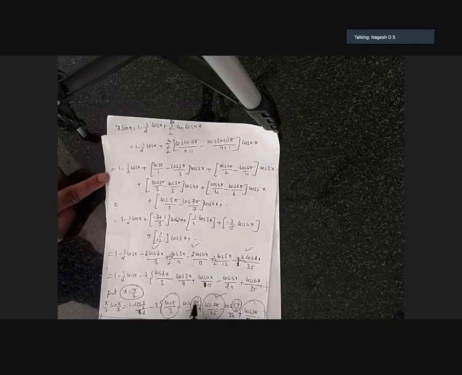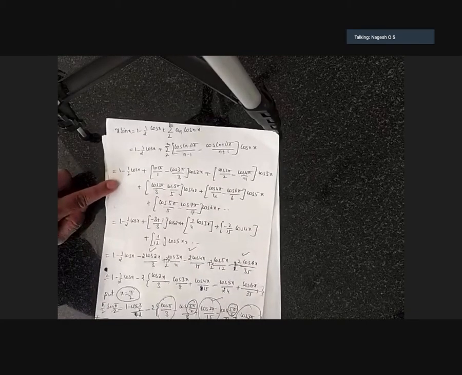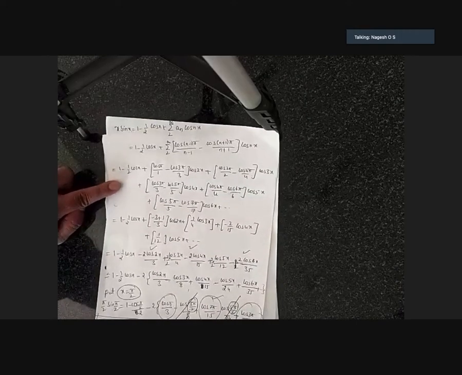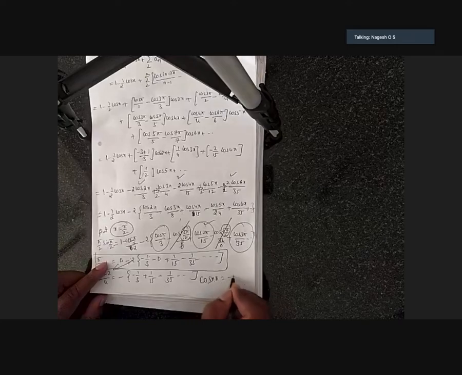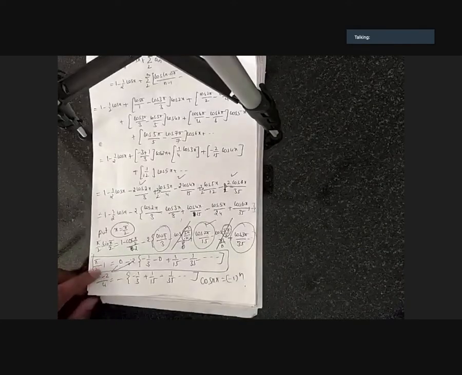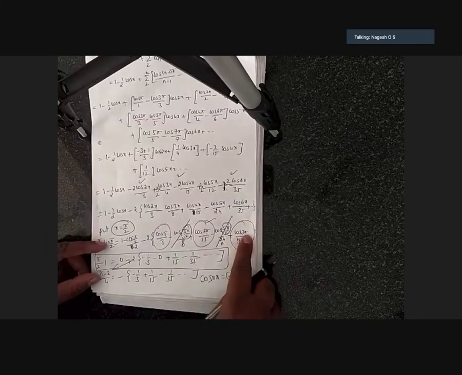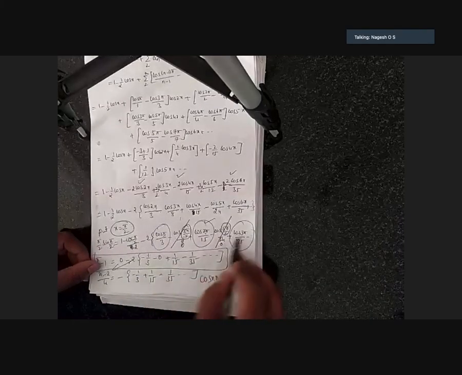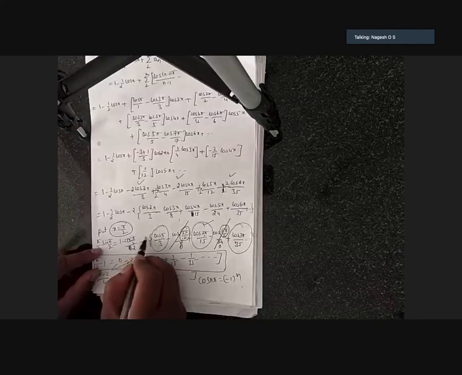Okay. Next, cos 3 pi by 2, cos 5 pi by 2, cos 7 pi by 2 values are 0. Therefore, this term will become 0, this term will become 0. Then cos n pi equal to minus 1 power n. If cos 1 pi is there, minus 1 power 1, that is minus 1. Cos 2 pi means plus 1. Cos 3 pi means minus 1. I will write that. So this is minus 1, this is plus 1, this is 1. Okay. This as it is.